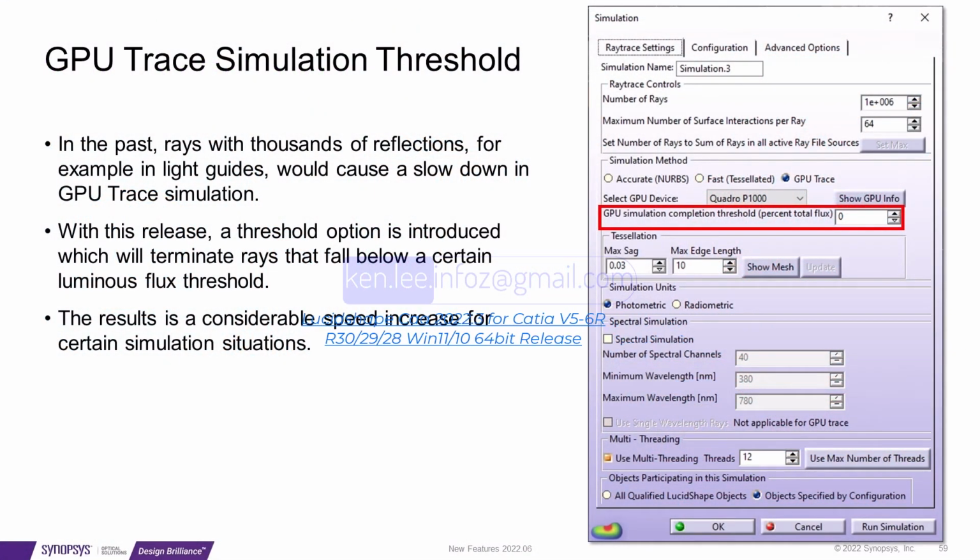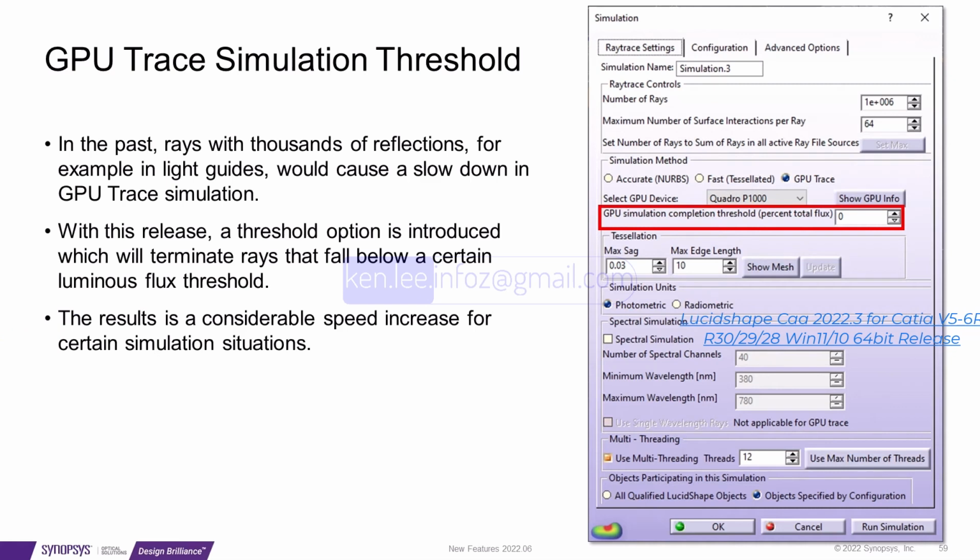In the past, rays with thousands of reflections, for example in a light guide, would cause a slowdown in GPU trace simulations. With this release, a threshold option was introduced, which will terminate rays that fall below a certain luminous flux threshold. The result is a considerable speed increase for certain simulation situations.